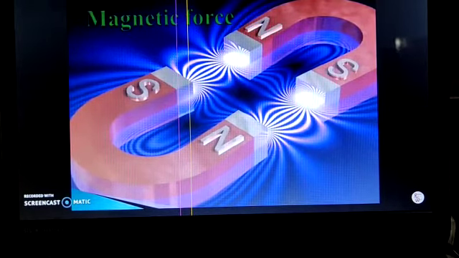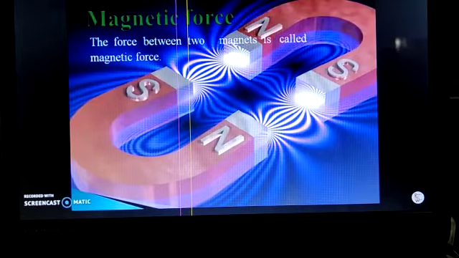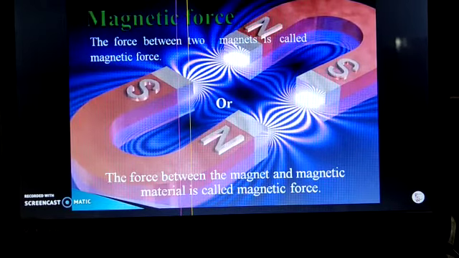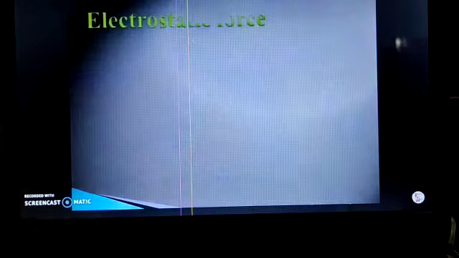Now here you can see very nicely that they have done South Pole and North Pole. So the force between two magnets is called as magnetic force. I hope all of you know what are the poles of the magnet. So magnetic field is also given. So I have joined all the different forces. So South Pole, North Pole.